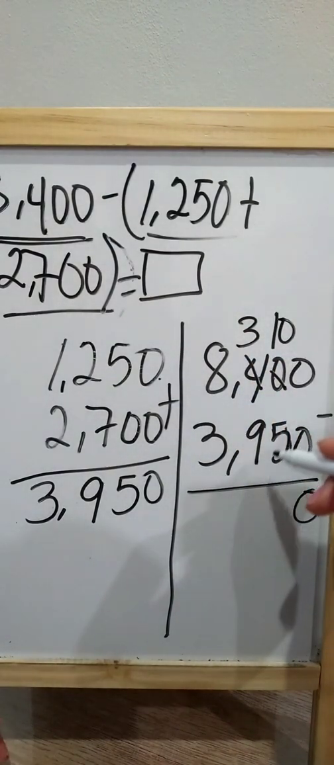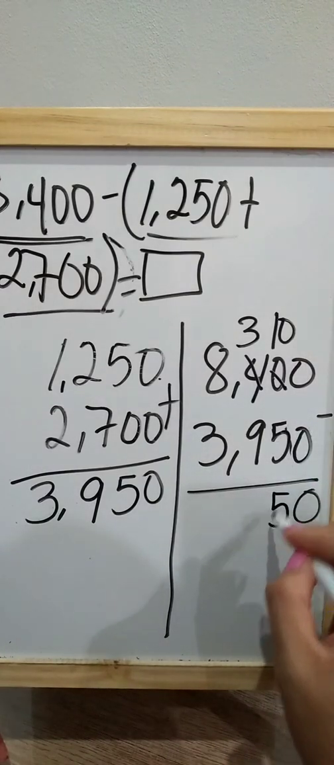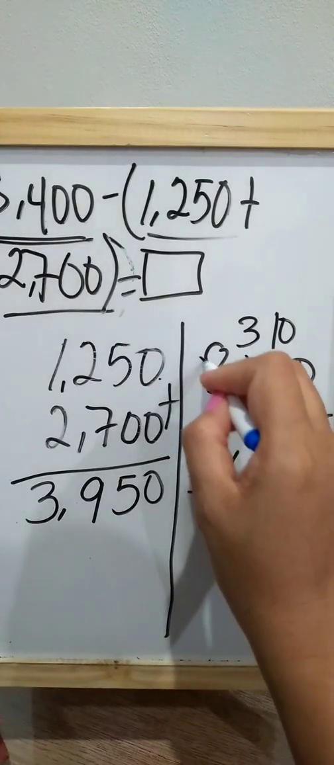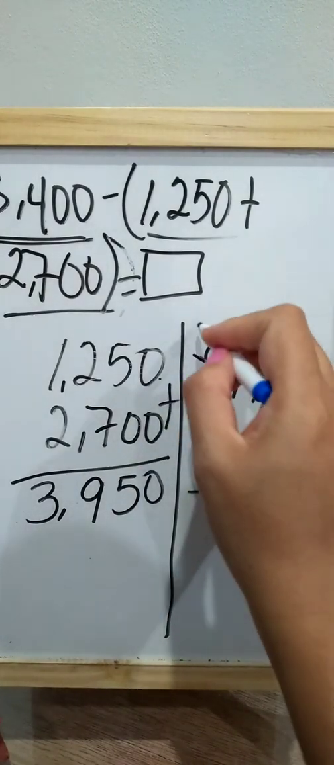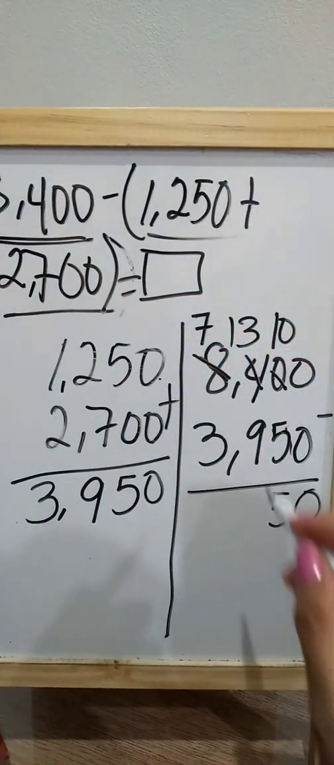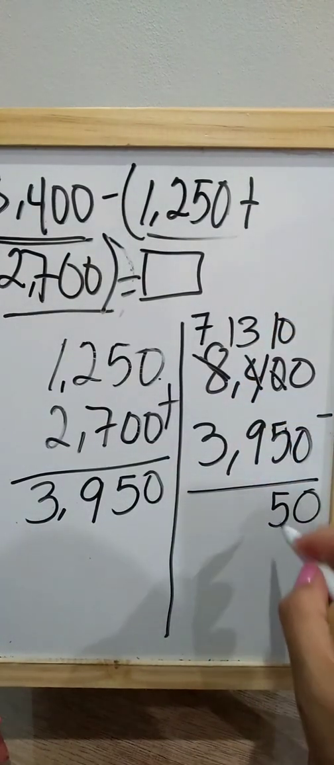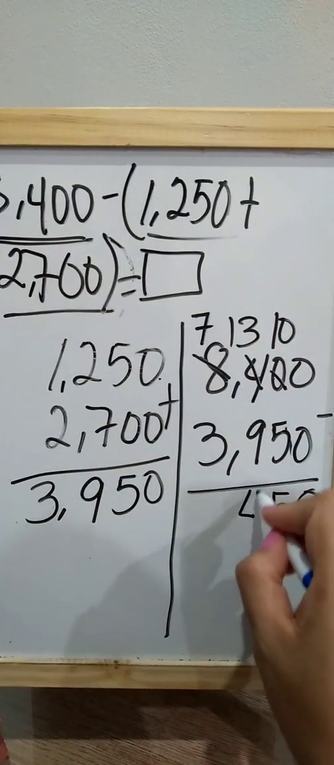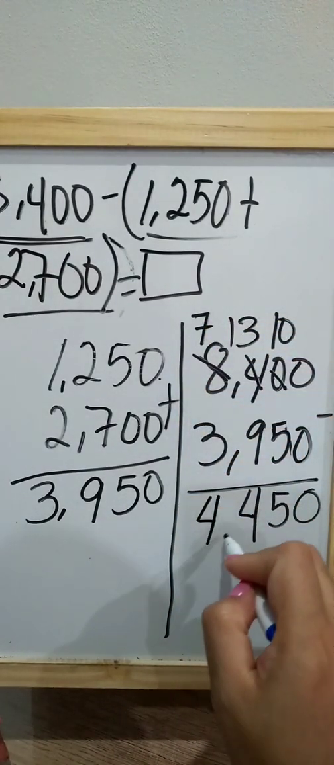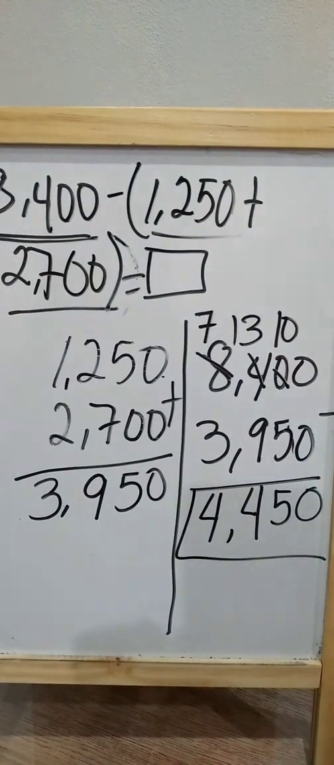Now we can subtract them. 10 minus 5 is equal to 5. And then 3 minus 9 cannot be again, so let's borrow 1 from 8. Then 8 will become 7 and 3 will become 13. Now we can subtract. 13 minus 9 is equal to 4, and 7 minus 3 is equal to 4. So the answer is 4,450.